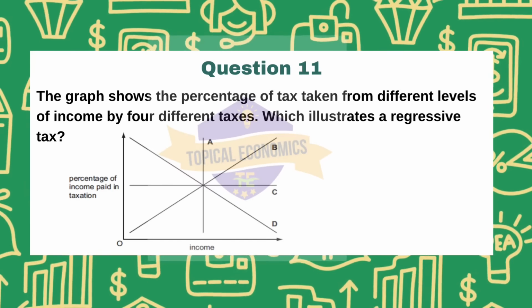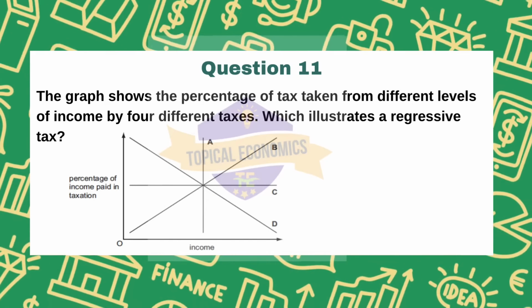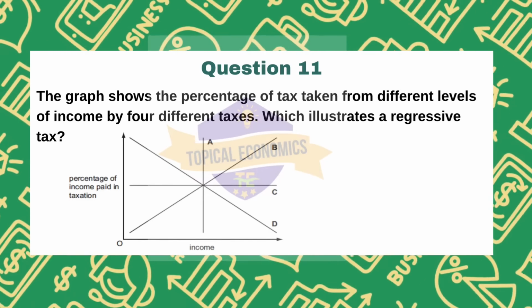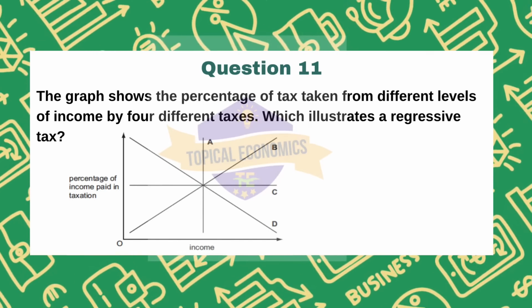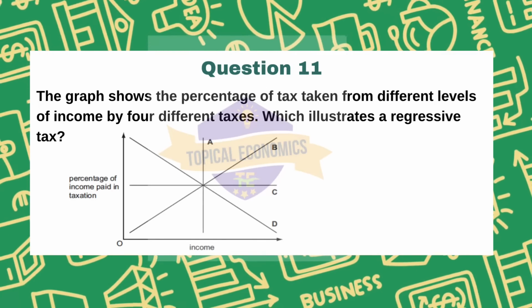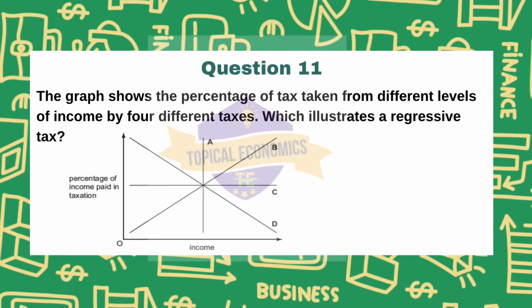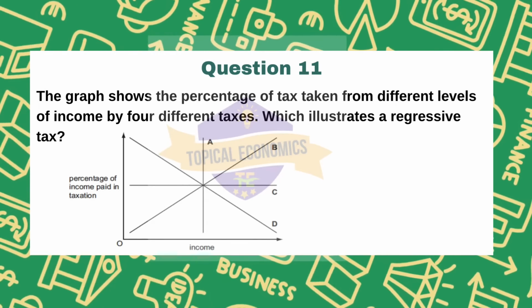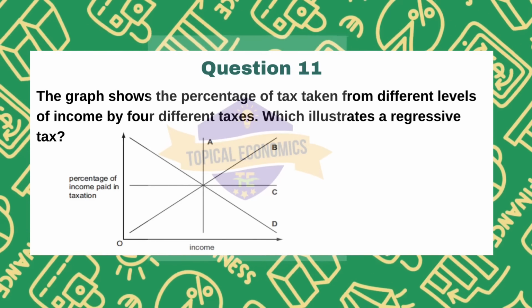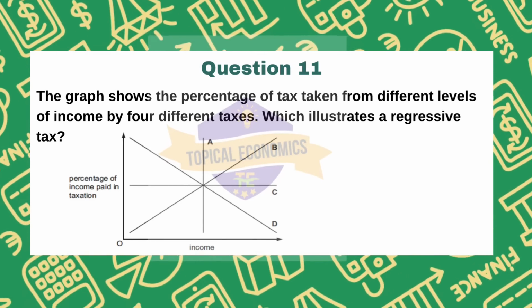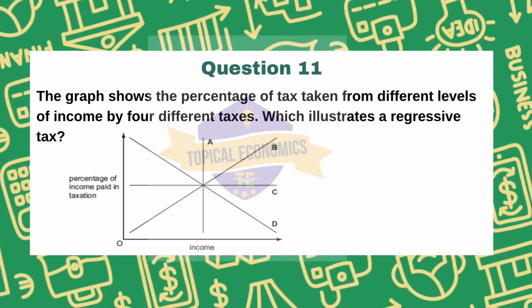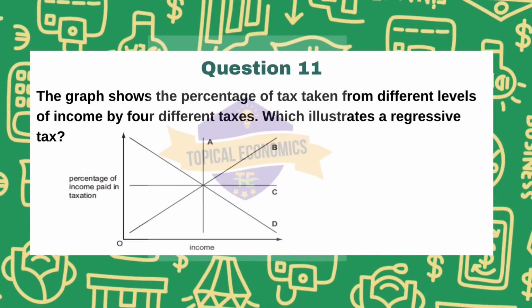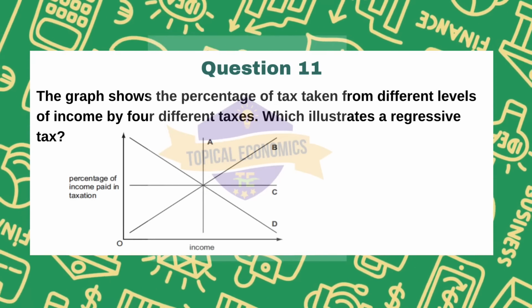Moving to the 11th question. The graph shows the percentage of tax taken from different levels of income by 4 different taxes. Which illustrates a regressive tax? The correct answer for this question is option D. In regressive tax system, tax rate falls with the rise in income. So, they are negatively related to each other, causing a negatively sloped curve.